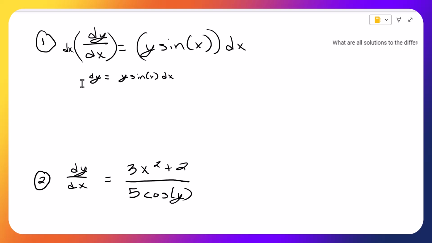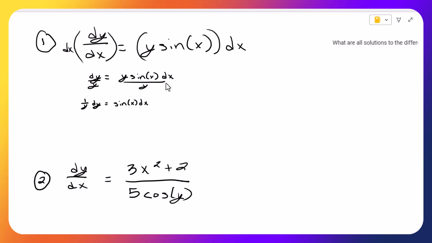And now, not super sure what to do here. I don't know how to work this yet, but what I can do is divide by y and at least get my y's on the same side and my x's on the same side. So divide both sides by y. And we get, I'm actually going to write it this way, 1 over y dy equals sine of x dx.